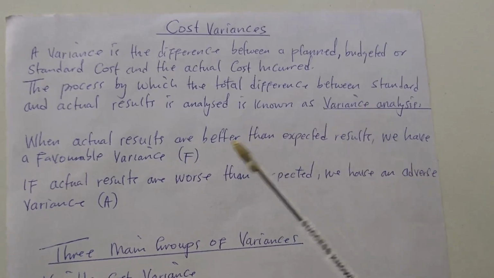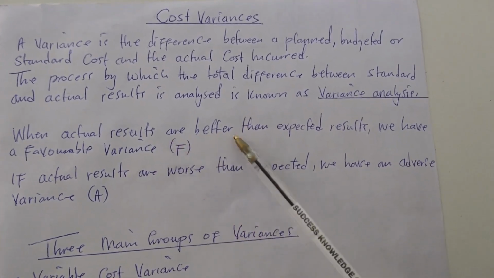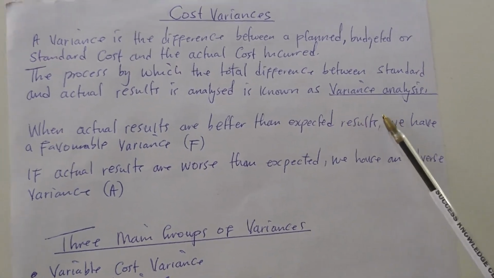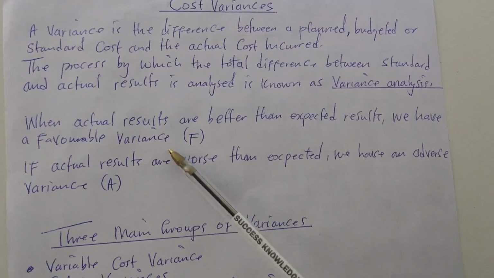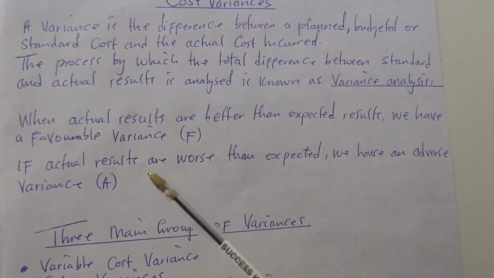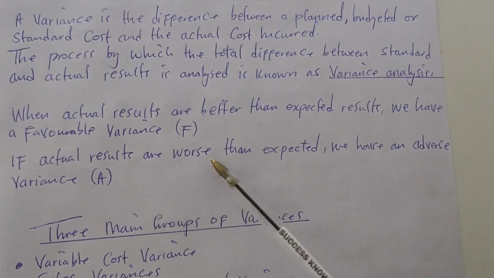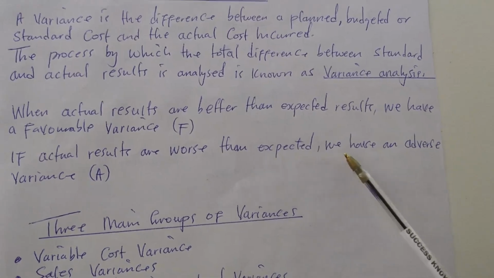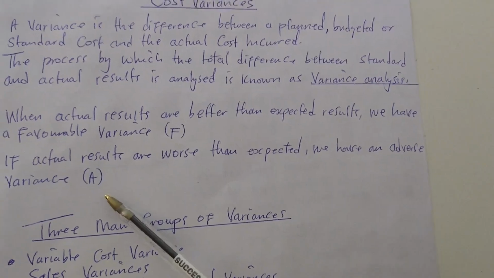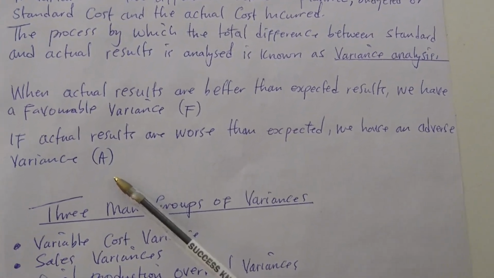Okay. So when actual results are better than expected results, we have a favorable variance, which is represented by an F in brackets. If actual results are worse than expected, we have an adverse variance represented by A in brackets.